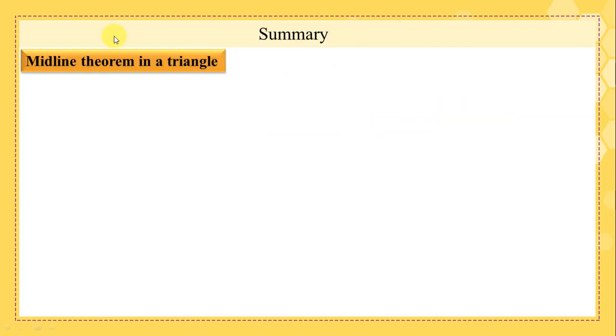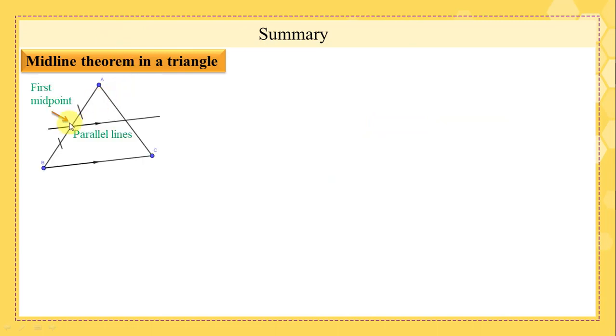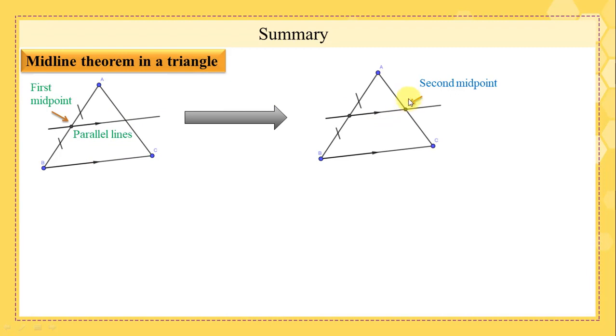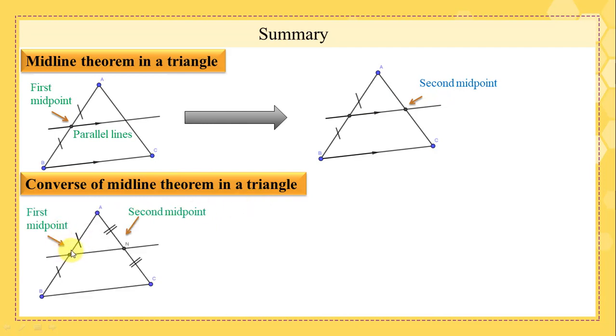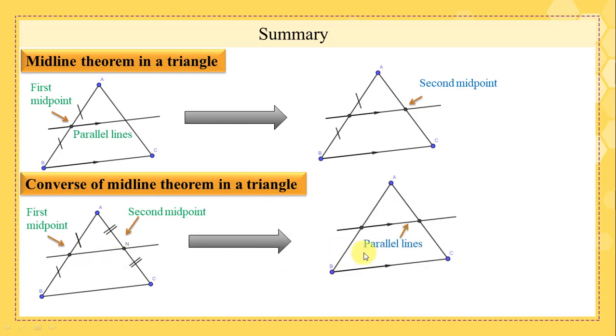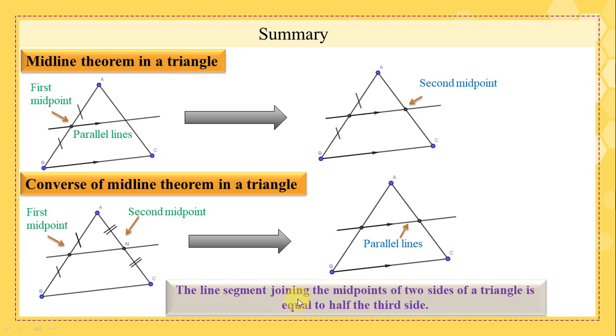Summary. Midline theorem in a triangle. We have the midpoint of the first side, a line passing through this midpoint and parallel to the second side. We get the point of intersection is the midpoint of this side. Converse of midline theorem in a triangle. First midpoint, second midpoint, the line joining these midpoints is parallel to the third side. The line segment joining the midpoints of two sides of a triangle is equal to half the third side.